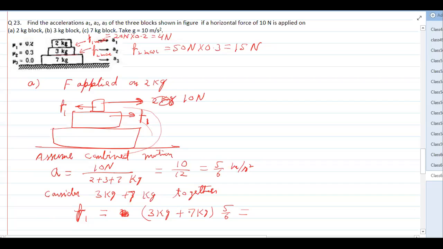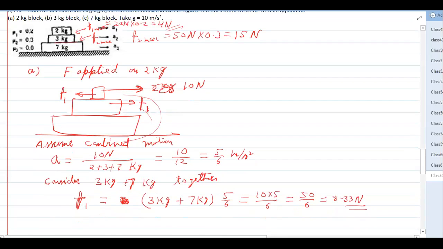So how much will it be? 10 into 5 by 6, that is 50 by 6, which is 8.33. So the friction force we are getting is 8.33, and that is more than the maximum allowed friction here. So sliding will start.